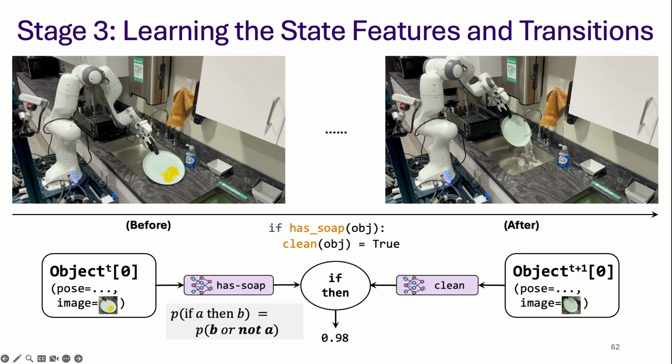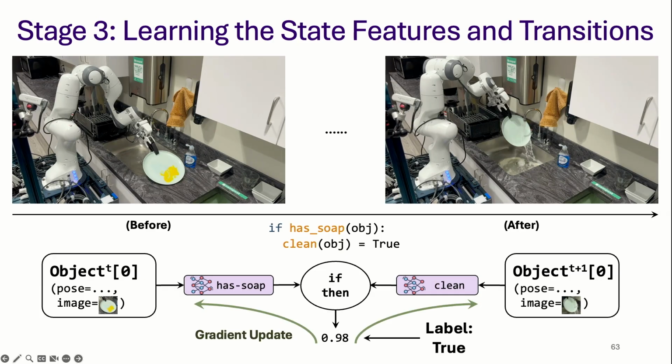In this case, the probability that this particular statement, if A then B, is true can be computed as the probability that B is true or A is false. And this will give you some score, like let's say 0.98. Because this is actually a demonstration trajectory, we know this particular transition model should hold, should be true, given the trajectory you have. So you can use true as the ground truth label for this question, and then do a gradient-based update to update the weights of the has soap recognizer and also the clean recognizer.